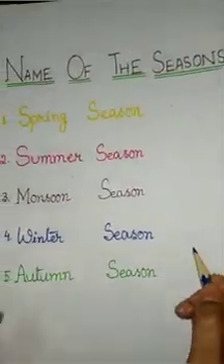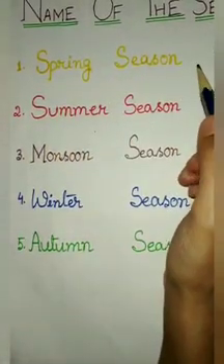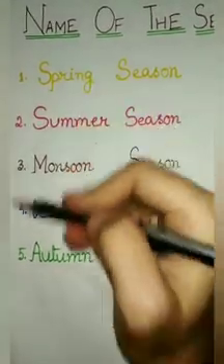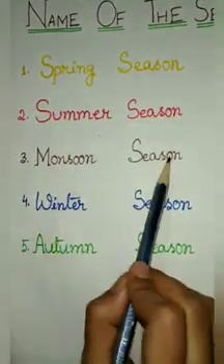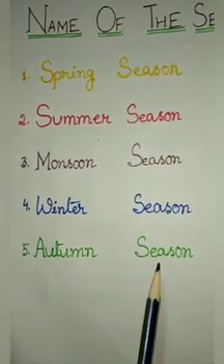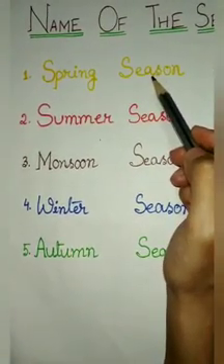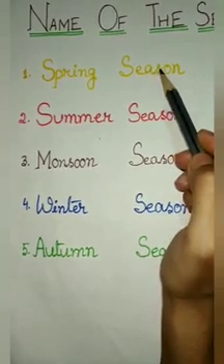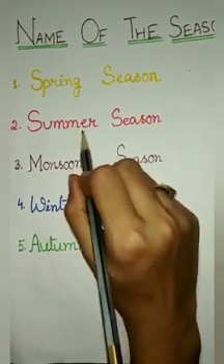So, before starting the story, let's do one activity. To do this activity, we have to know the name of the seasons. Children, do you know how many seasons are there? There are 5 seasons. Spring season, summer season, monsoon season, winter season and autumn season. Okay? So, in spring season, the trees get covered with green leaves and the fields are also covered with different types of flowers. Summer is the hottest season of the year.